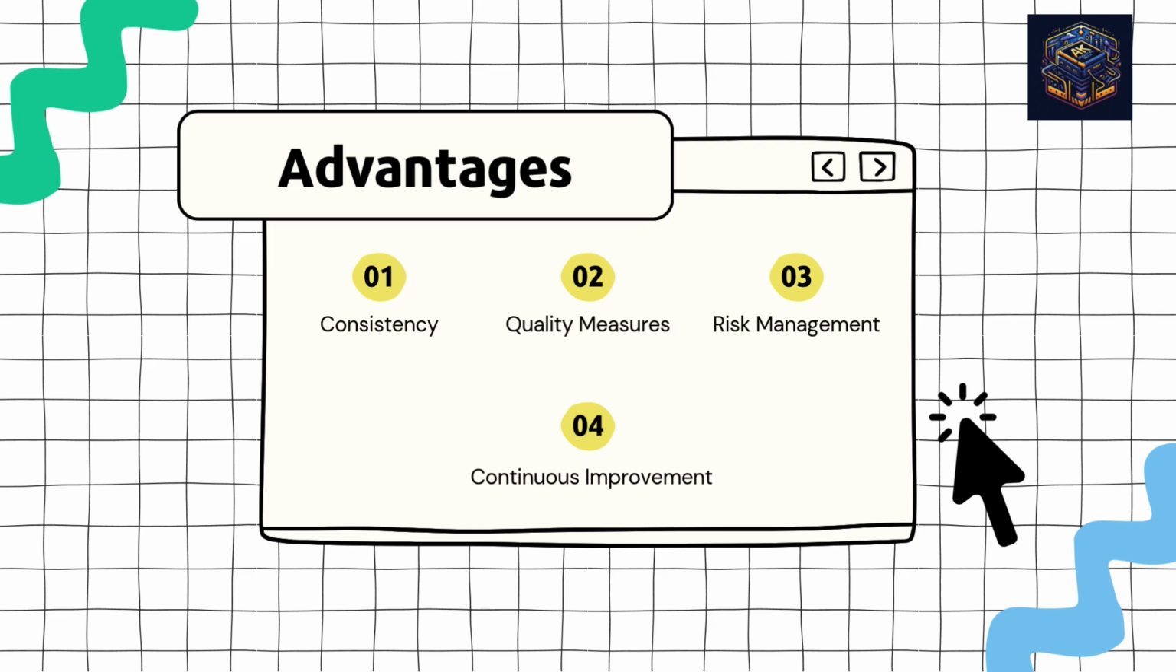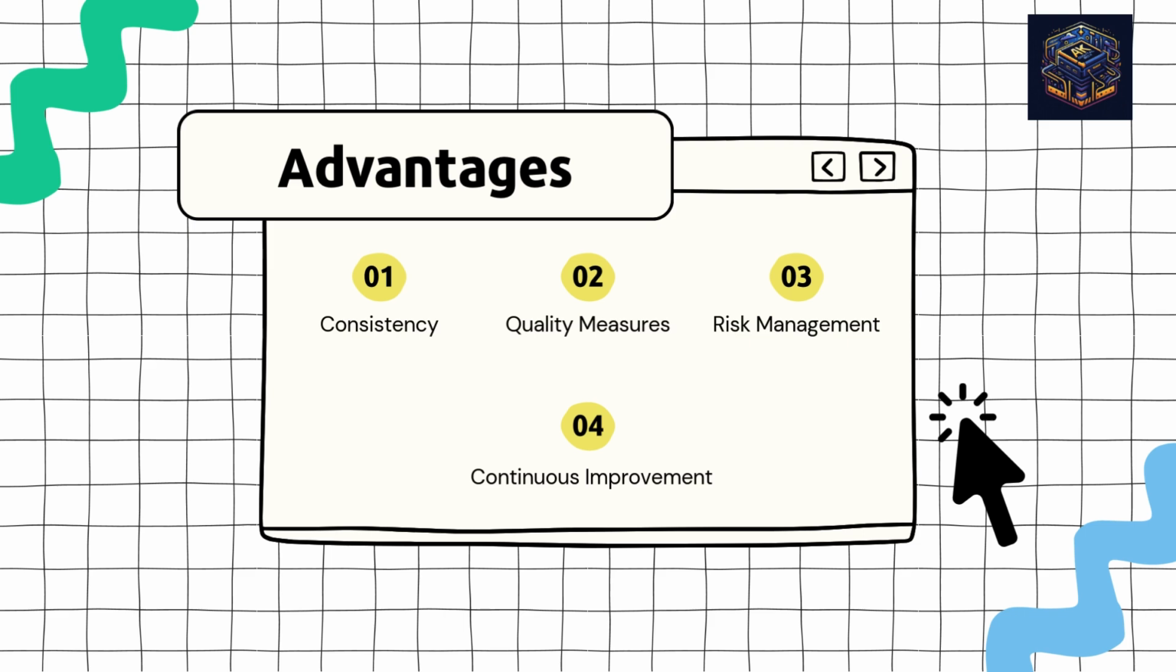Quality measures. Process and control specifications also incorporate quality measures, such as regular code reviews and comprehensive testing procedures. These quality checks help ensure that the software being developed is reliable, functional, and free from critical defects. Implementing these measures reduces the chances of errors slipping through the cracks.